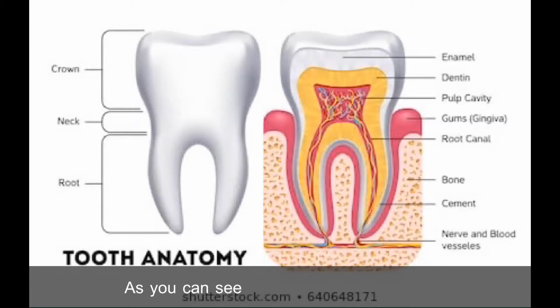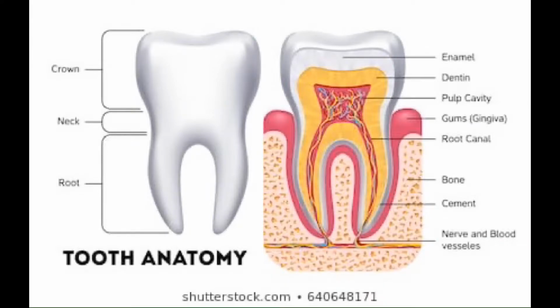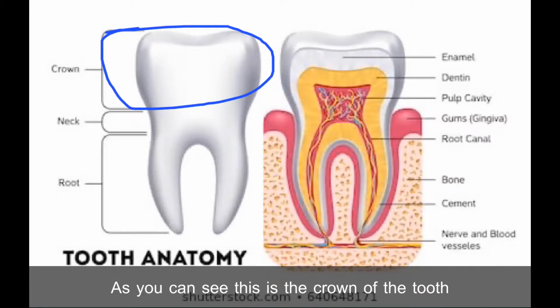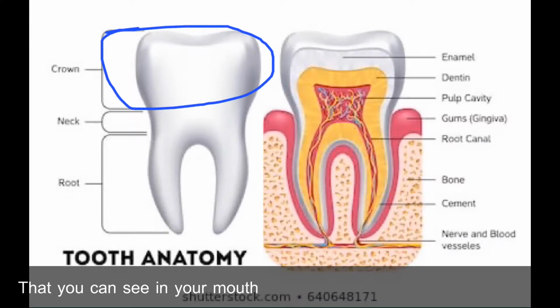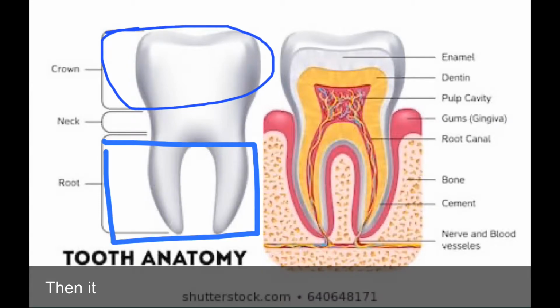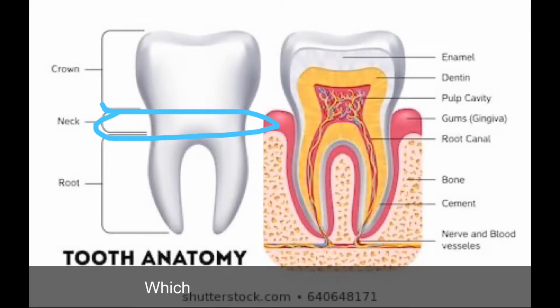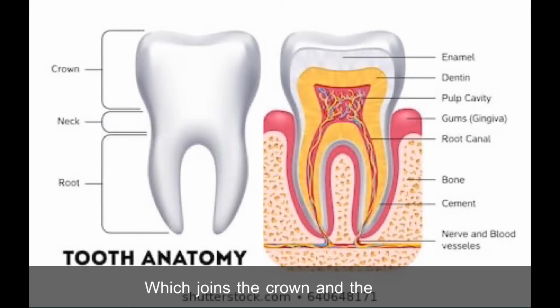As you can see, we are looking at a tooth, which is the back tooth, which we normally call a molar. This is the crown of the tooth that you can see in your mouth that you chew with. Then it has roots extending underneath the gums and the bone, and the neck of the tooth, which joins the crown and the roots.